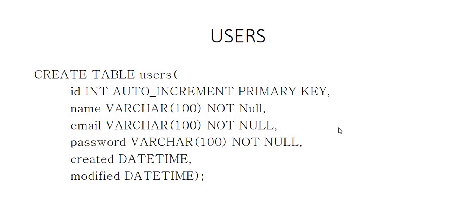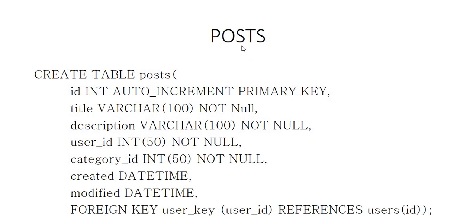Okay, so this is the users table, and I want to create another table with the name post. So create table post, id as auto incremented and primary key, title, description, user id, category id, created and modified time. Here I have set a foreign key, because I have linked the user ID inside my post table to my users table's ID.